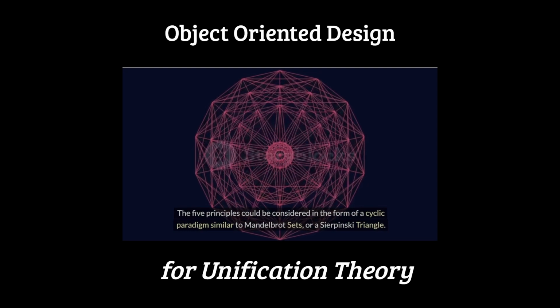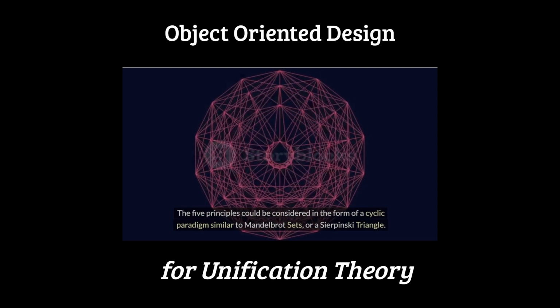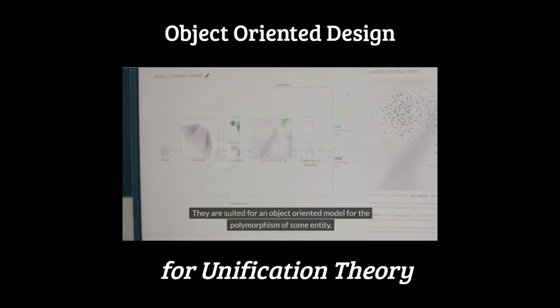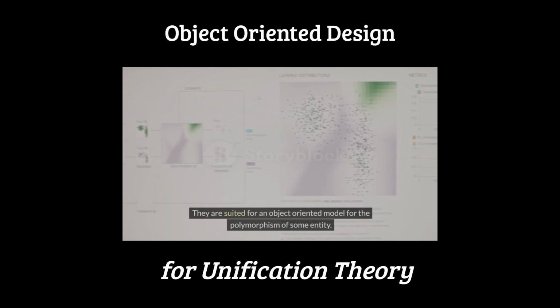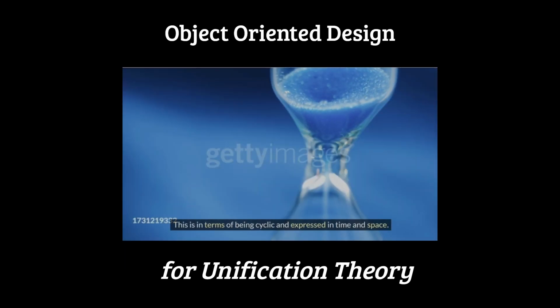As applied in the paradigm, these principles are considered an object-oriented model for evolution. They are detailed in the 4 laws. The 5 principles could be considered in the form of a cyclic paradigm similar to Mandelbrot sets, or a Sierpinski triangle. They are suited for an object-oriented model for the polymorphism of some entity. This is in terms of being cyclic and expressed in time and space.